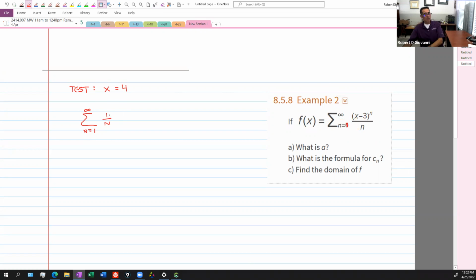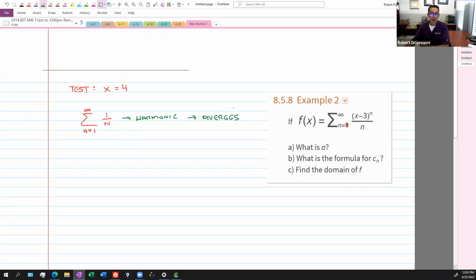Hey, does that look familiar? What is that? Yeah, it's the harmonic series. It's harmonic, fixed over linear, right? This is harmonic. And therefore it diverges.